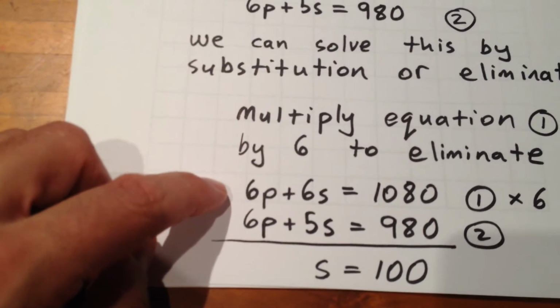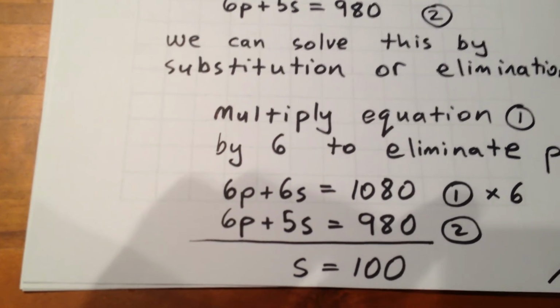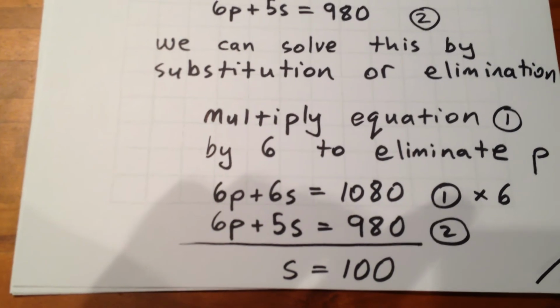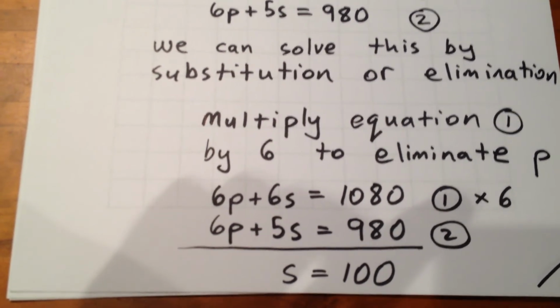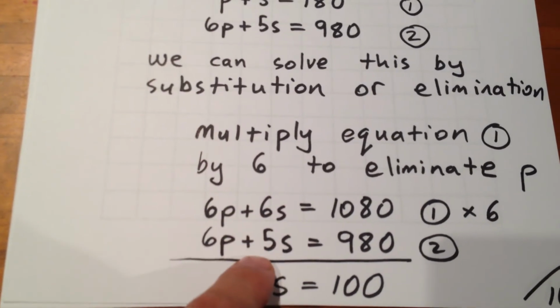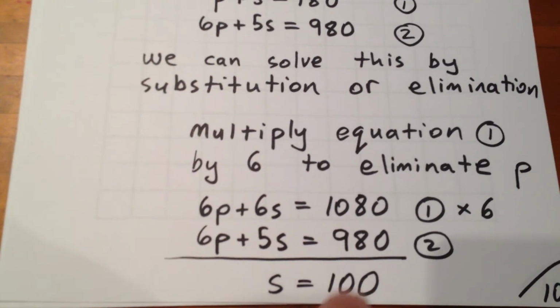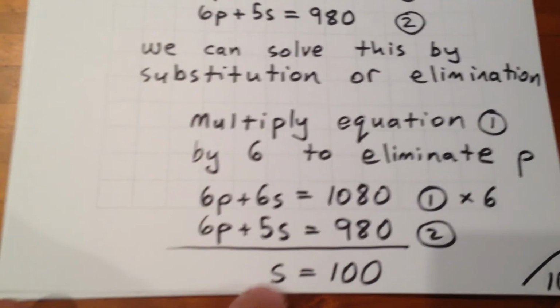Since my coefficients in front of p are the same, I can eliminate them. And since the sign is the same, I'll do that by subtraction. Subtracting 6p minus 6p eliminates the p term. Positive 6s minus positive 5s gives me s. 1080 minus 980 gives me 100. So the length of time spent on the sand is 100 seconds.